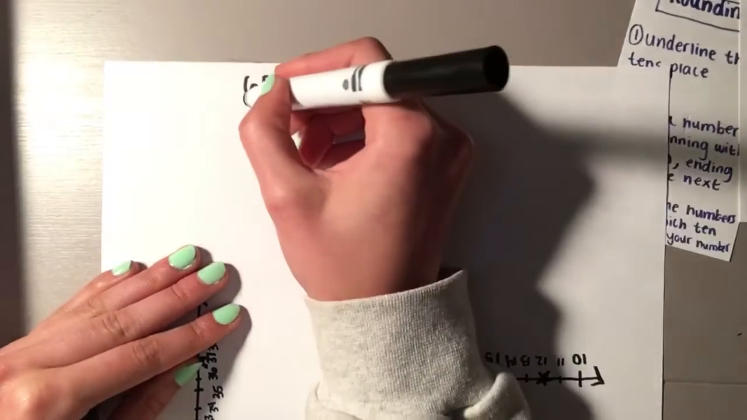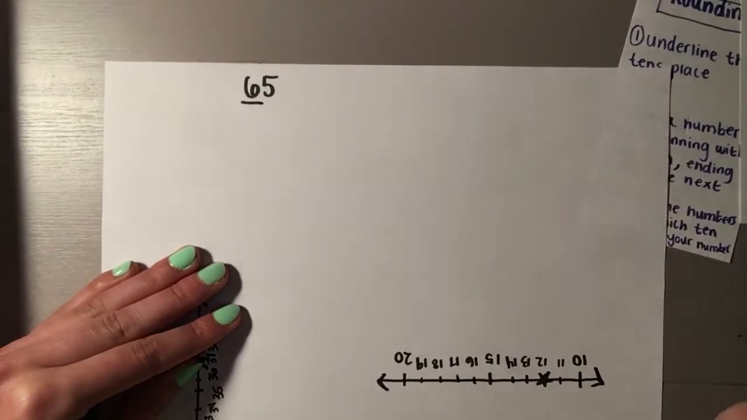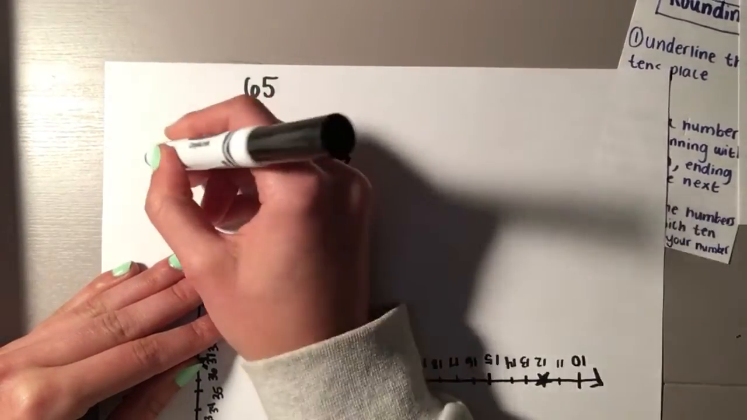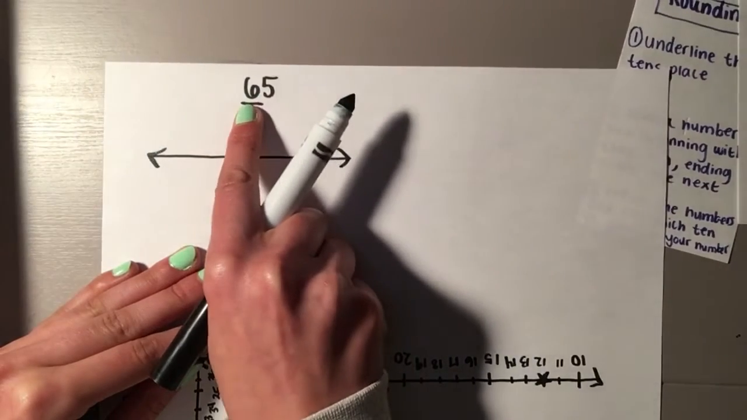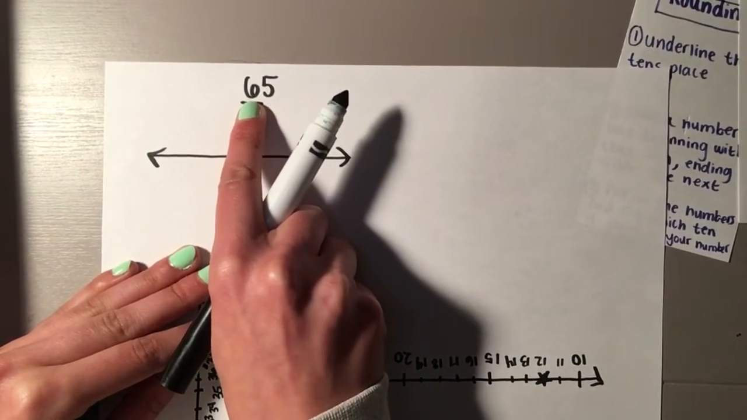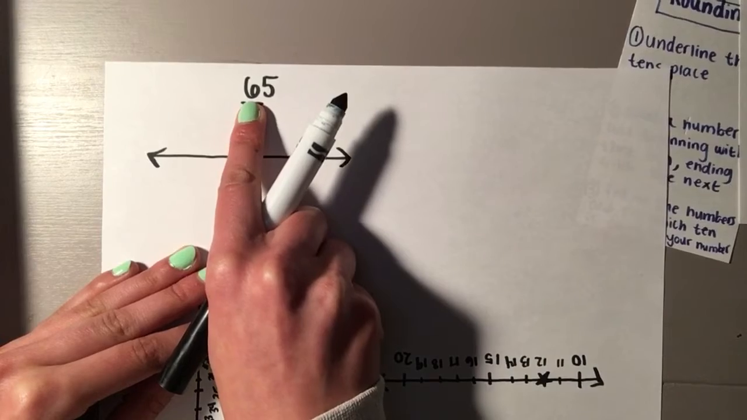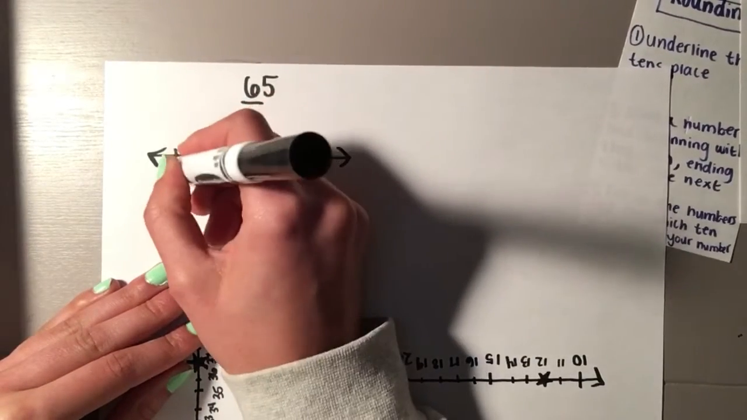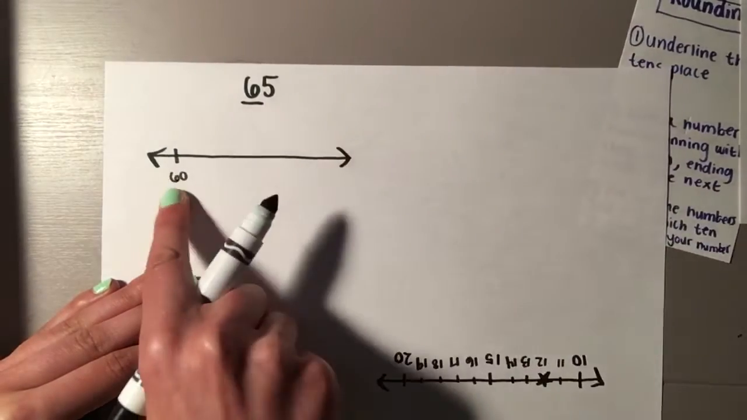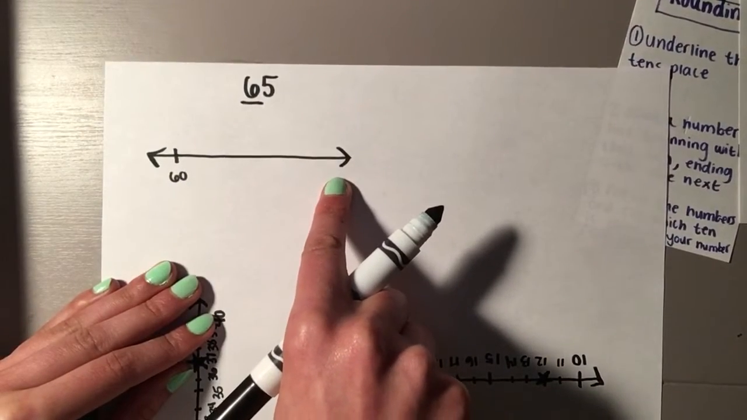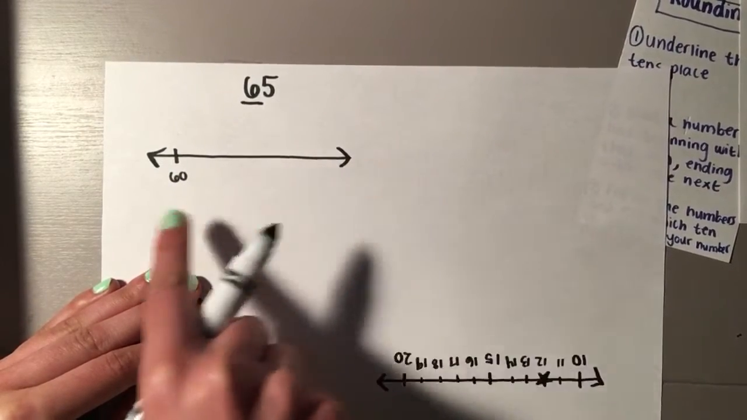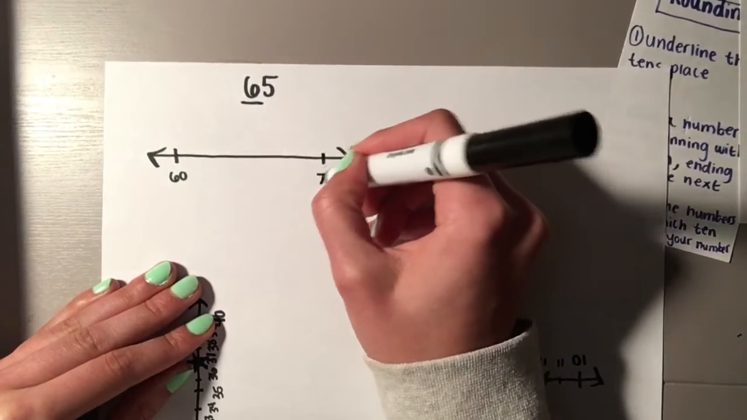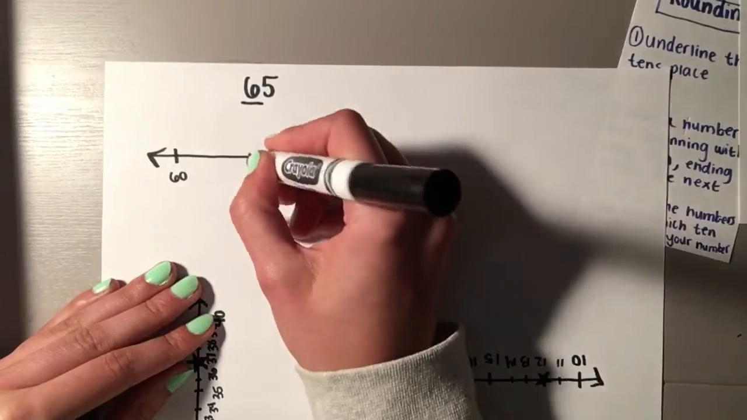My first step, underline the tens place. Second step, start my number line with that 10. That's a 6 in the tens place. 6 tens is 60. I start with 60, and then I end with the next 10. Skip count by tens if you need to. 10, 20, 30, 40, 50, 60, 70. Mark the middle.